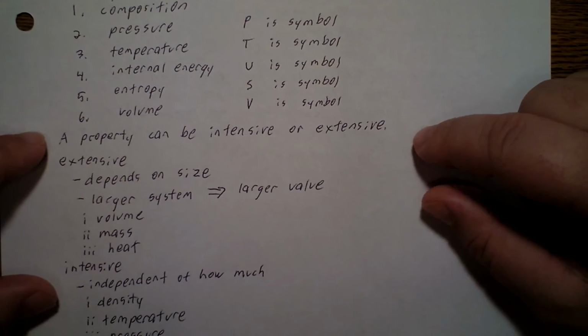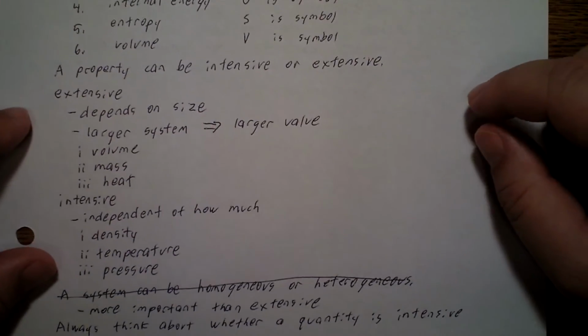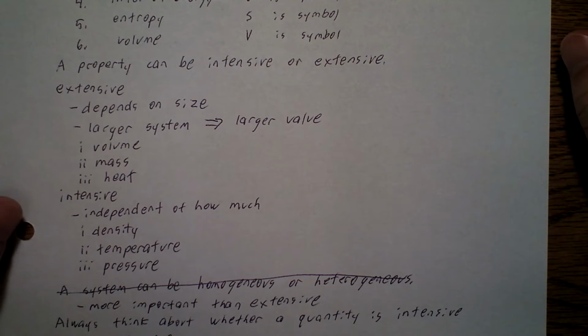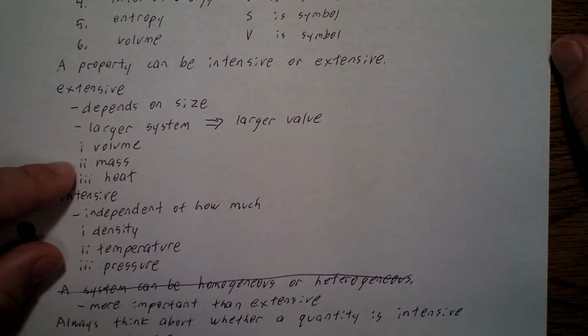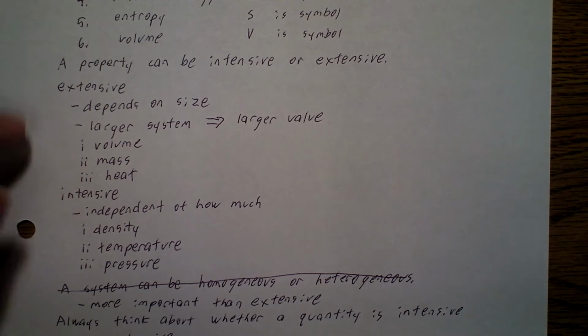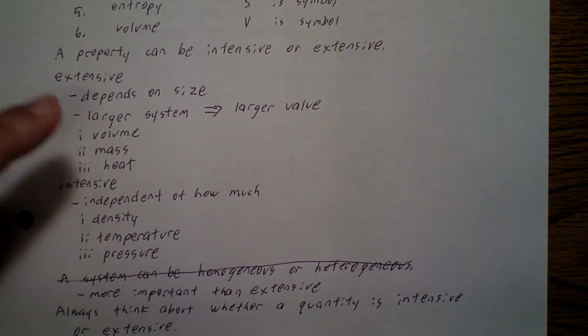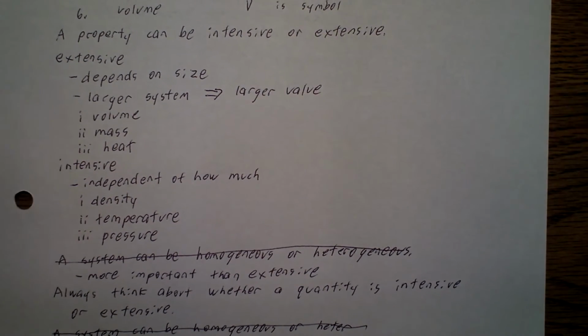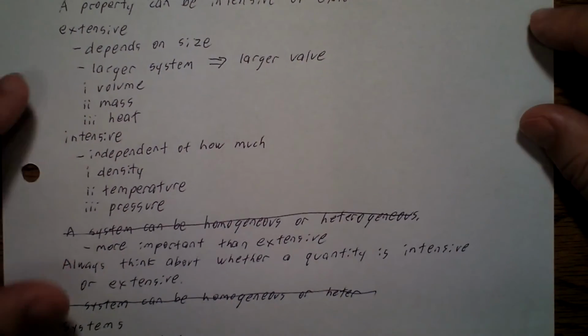Now property can be intensive or extensive. An extensive quantity depends on size. If the system gets larger, the value gets larger. For example, volume, mass, or heat. If you increase the volume, the value of the volume increases. Same thing, if you add more mass, the value of the mass increases. If you add more heat, the value of the heat transfer increases.